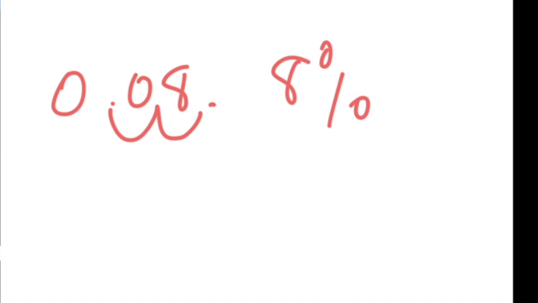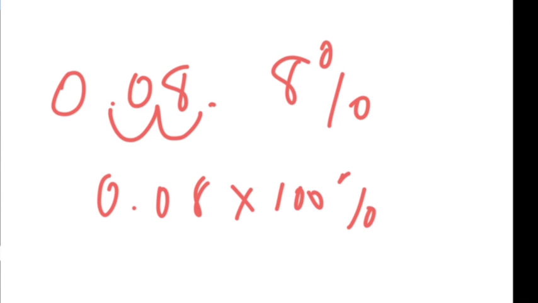That's the other way to do it. You could just take 0.08 times 100%, and it's the same thing because you move it over 2 places. There's actually one more way. The other way is to just put it over 100, and it's 8/100, so that's 8%.